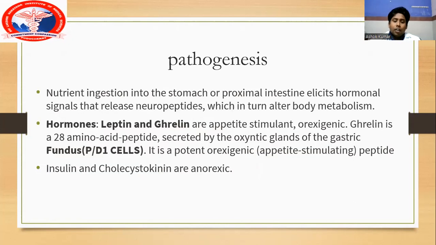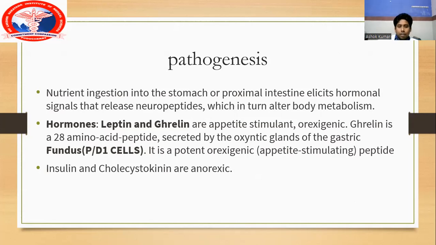The main pathogenesis of obesity revolves around two main hormones, ghrelin and incretin. When the patient takes food and the nutrition reaches the stomach or proximal intestine, certain hormonal signals are released, which in turn alter your body metabolism. One of the main hormones is ghrelin. Ghrelin is called an orexigenic hormone. It's a 28 amino acid peptide, mainly secreted from the fundus of the stomach. It's an appetite stimulant, the hunger hormone.